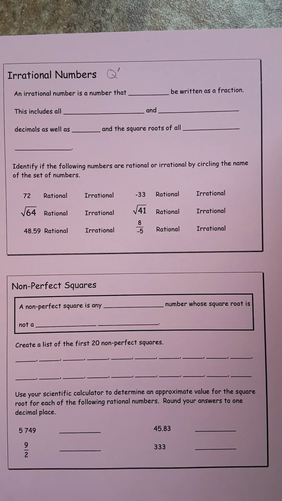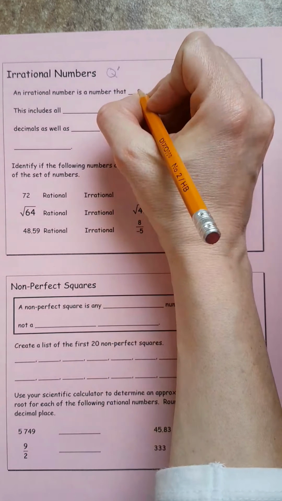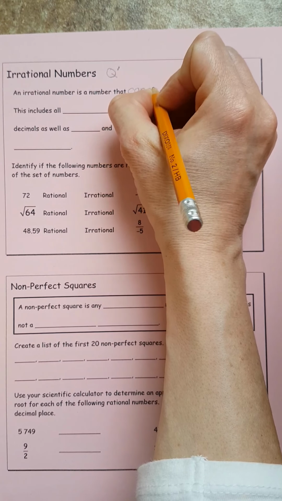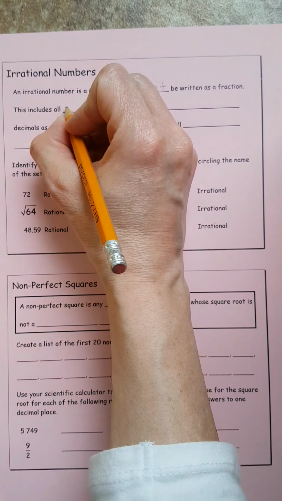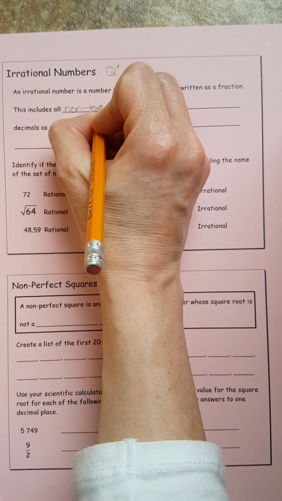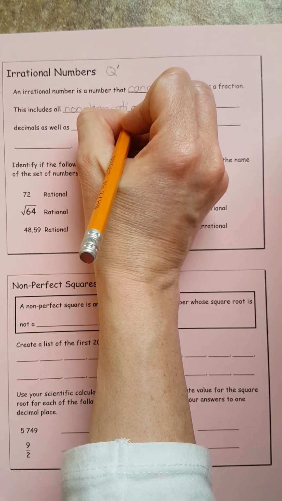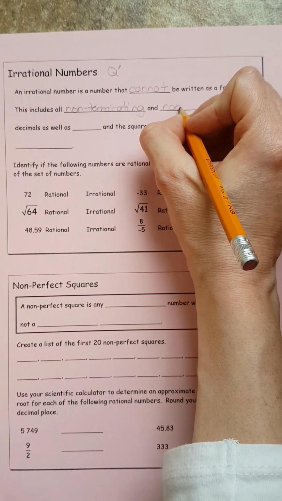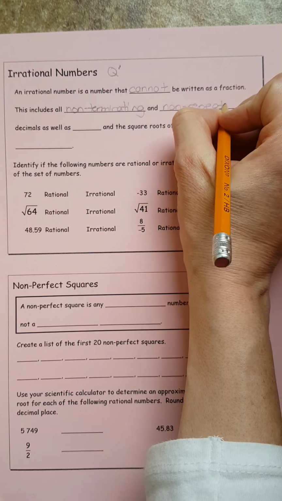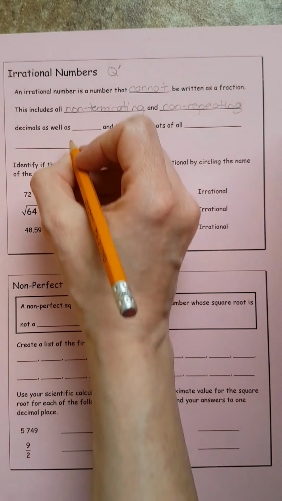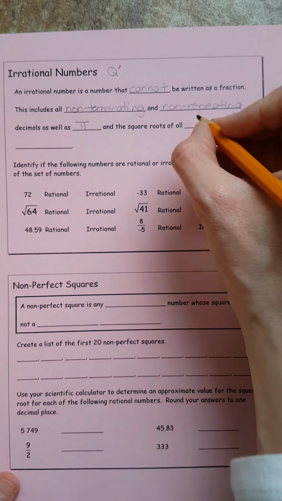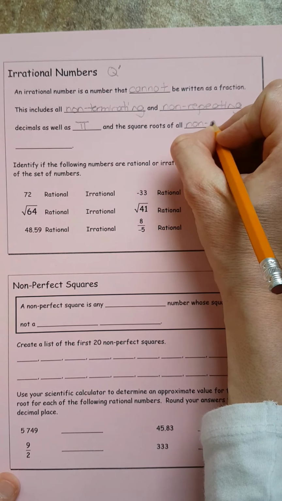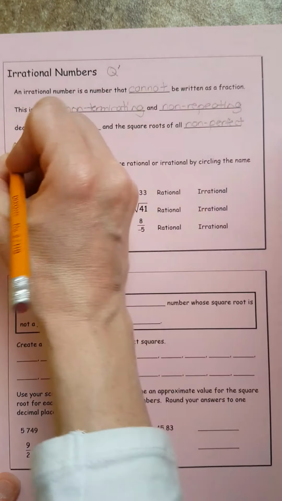So when we're looking at irrational numbers, these are numbers that cannot be written as a fraction, and we know that because numbers that can be written as fractions are rational. So this set includes all non-terminating and non-repeating decimals. We looked a little bit at those yesterday. We just said that they weren't rational. As well as pi, that's kind of the way that I do pi, which sort of looks like a part fraction with a denominator, and the square roots of all non-perfect squares. We looked at perfect squares yesterday.